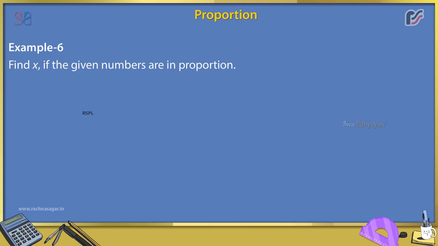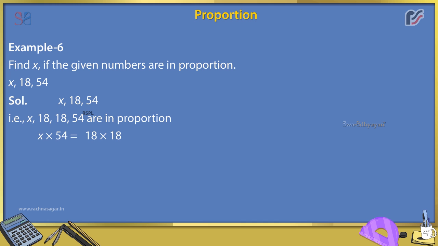Example 6. Find X if the given numbers are in proportion. X, 18, 54. Solution. X, 18, 54. That is, X, 18, 18, 54 are in proportion. X into 54 is equal to 18 into 18. X is equal to 18 into 18 by 54. X is equal to 6. Thus, 6, 18, 54 are in proportion.